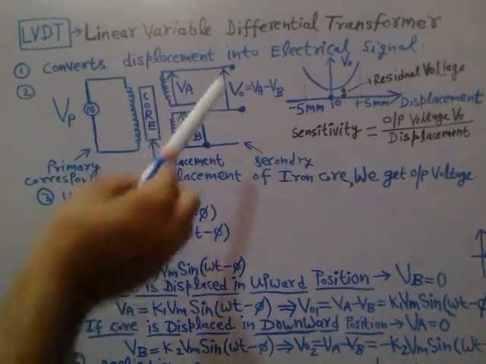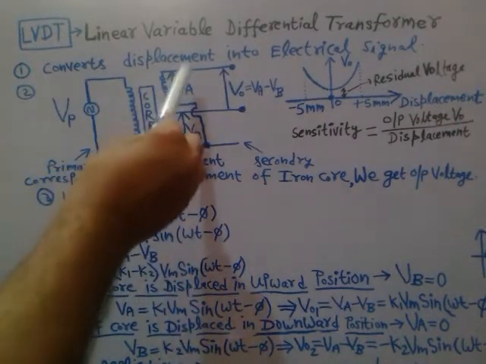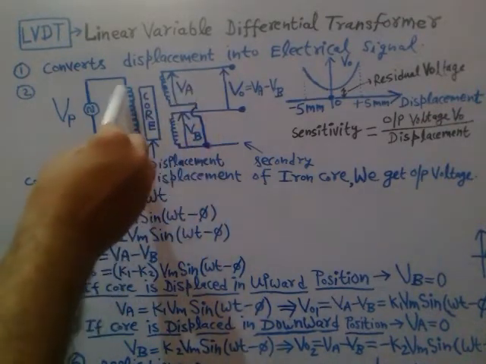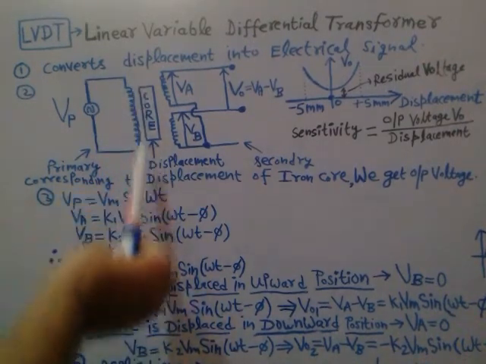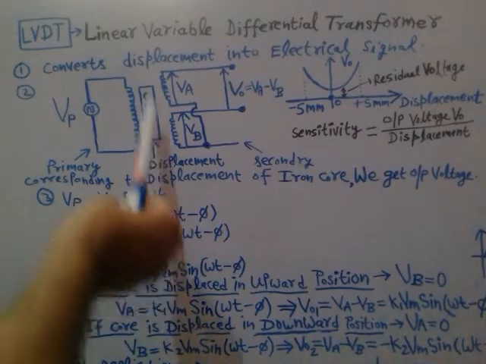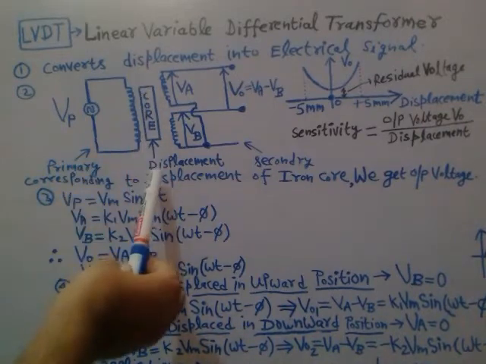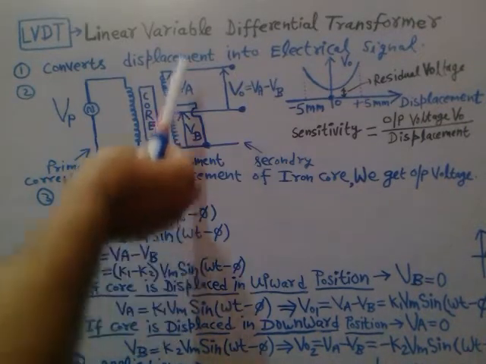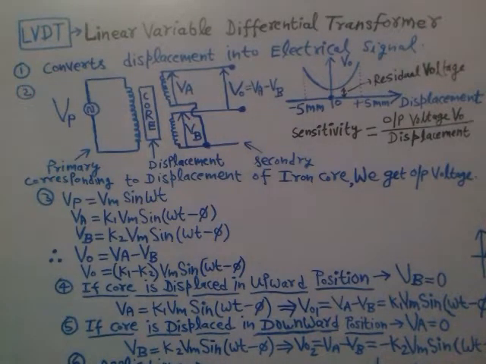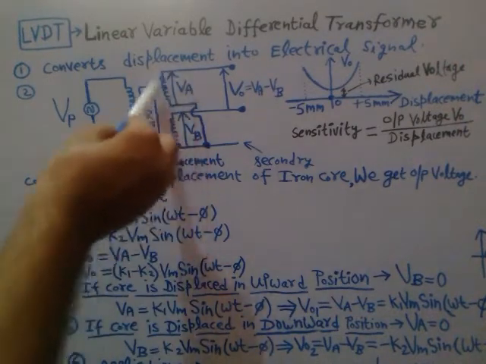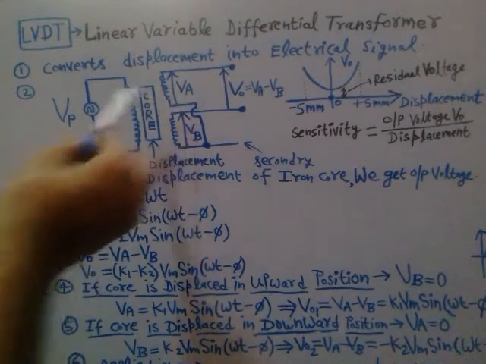So this core is used to couple the magnetic flux lines of the primary winding with the secondary winding. Depending on the displacement provided to this core at the input side, we will get the differential output voltage on the secondary side. So if the core is displaced in the upward position, you will get only the induced voltage Va, right?